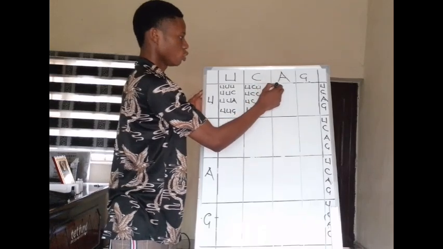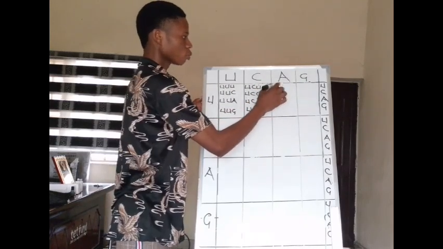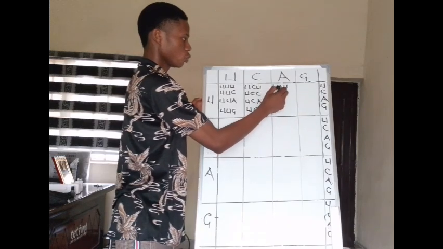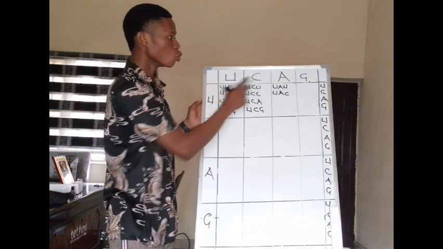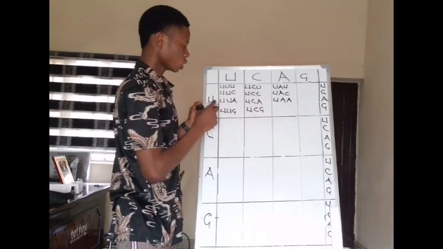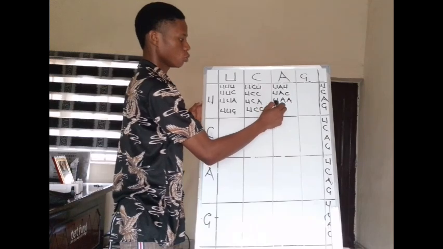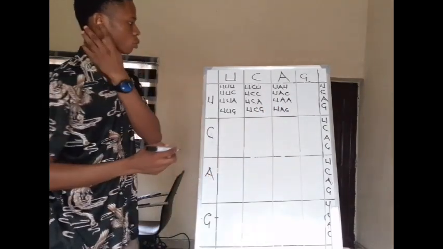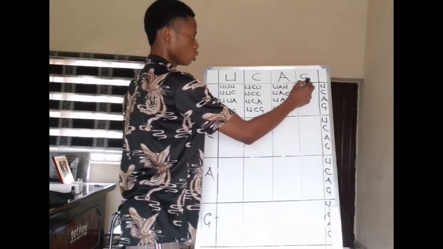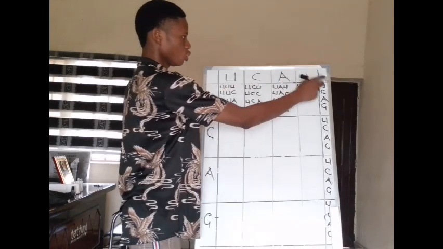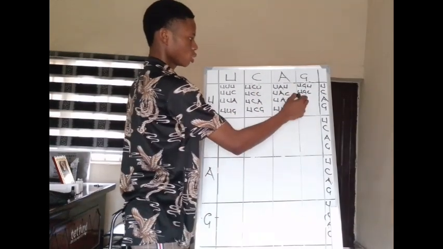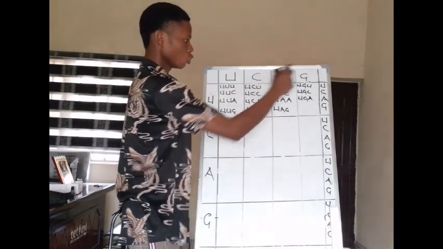So I have here U, A, U. Next, U, A, C. Next, U, A, A. And next, U, A, G. Good. We move on to the next: U, G, U; U, G, C; U, G, A; and U, G, G.